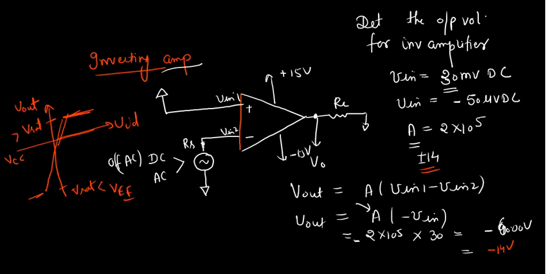It will be clipped. Similarly, your V out for the DC, this is your 50 microvolt AC, and this is a peak. So what would be the answer for this? Minus 2 into 10 to the power 5, because minus A V in is already negative here, into minus 50 microvolt. So the peak value of this will be 10 volt.